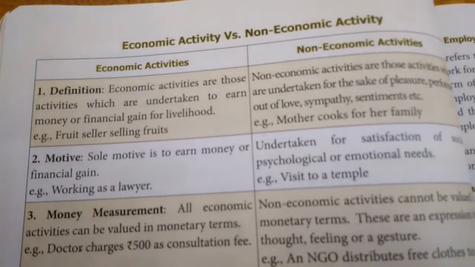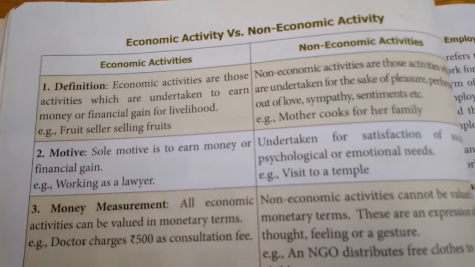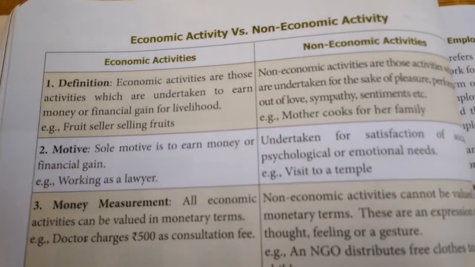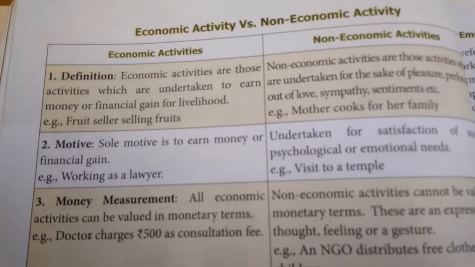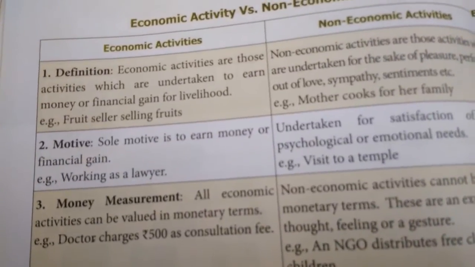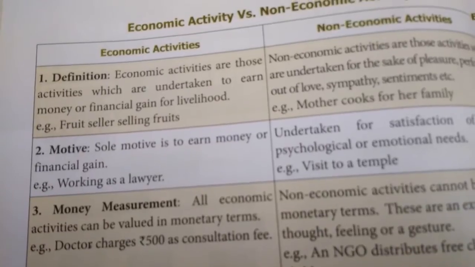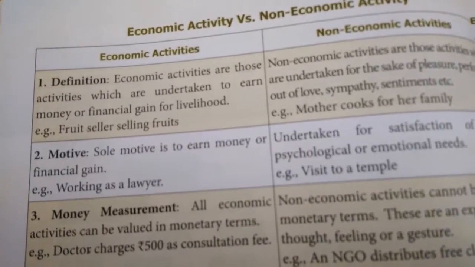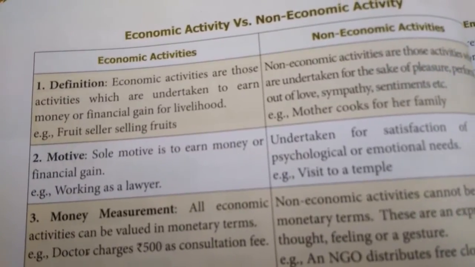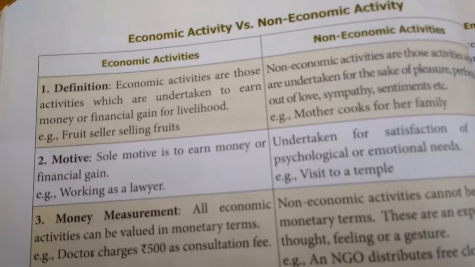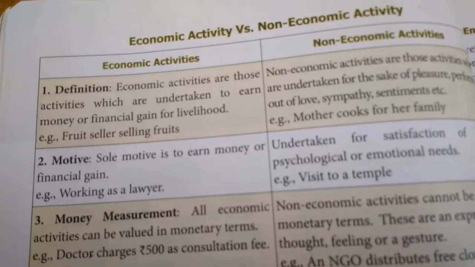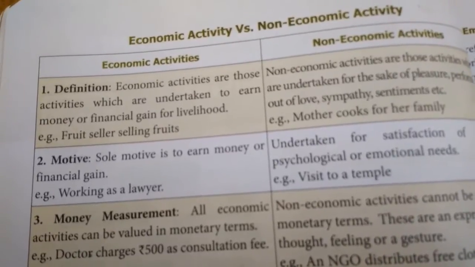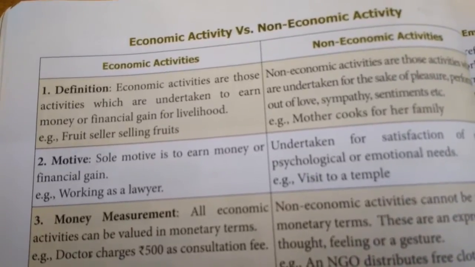As I already said, when people do some activities with the object of earning money, it is called economic activity. Here one example is given: the fruit seller selling fruits. The fruit seller will not sell the fruits for pleasure or to be happy. He wants to earn money, and only for that purpose is he selling the fruits.